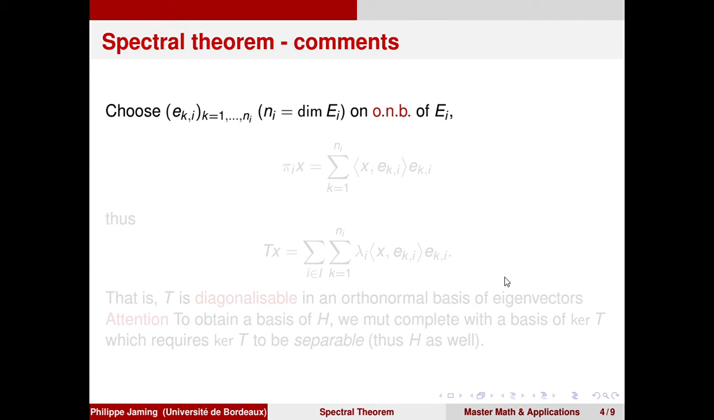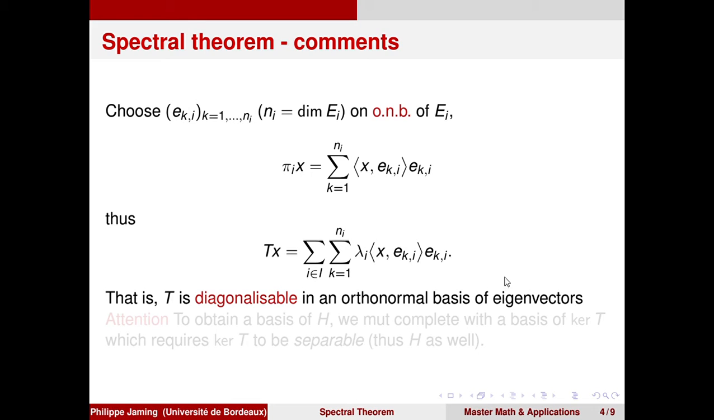Let me comment on this and rewrite this theorem in another form. We will choose an orthonormal basis of E_i that we write e_k^i, where k ranges from 1 to N_i, the dimension of E_i. In this case, π_i x, as we know from Hilbert space theory, is just the sum from k equals 1 to N_i of ⟨x, e_k^i⟩ e_k^i. And then the previous notation tells us that Tx is the sum over i in I, sum from k equals 1 to N_i, of λ_i ⟨x, e_k^i⟩ e_k^i. What we have written here is that T is diagonalizable in an orthonormal basis of eigenvectors.